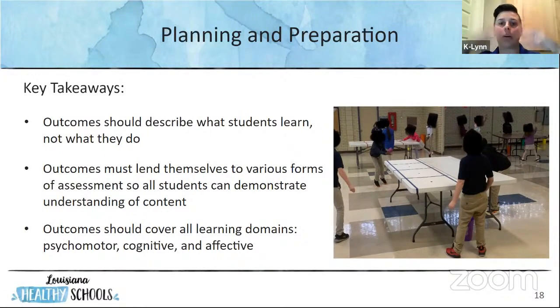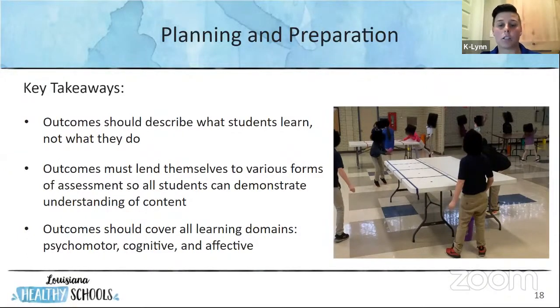So again, we don't want to say, okay, they're just going to hit a ping pong ball off of the table, which Carrie's going to talk about in this picture in a minute. They're going to learn that if the person I'm playing against is on the right side, I'm going to hit the ping pong ball to the left because that's where the open space is. And that is the strategy of this game to be successful. So the outcomes must lend themselves to various forms of assessment.